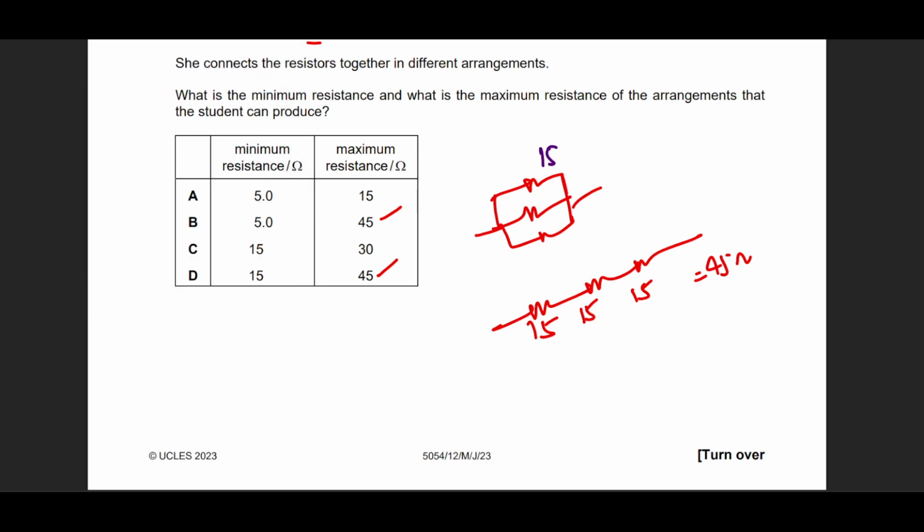You see, if you connect them 15 ohm resistors like this, you'll have to use 1 over 15 plus 1 over 15 plus 1 over 15 equals 1 over R. But there is a shortcut.